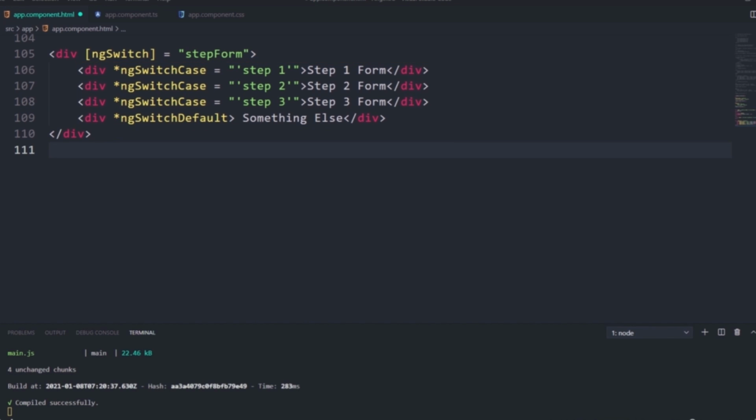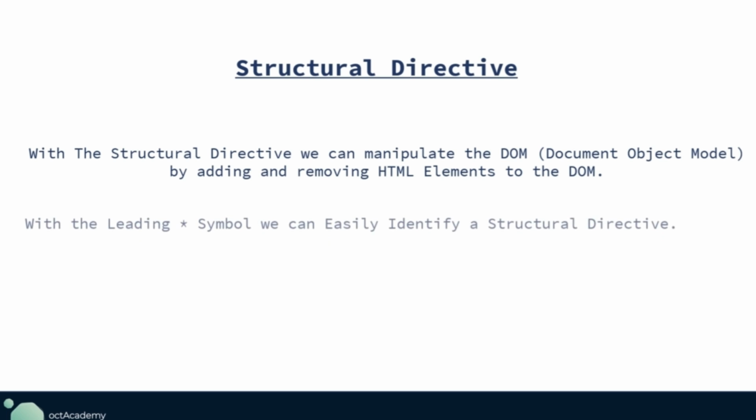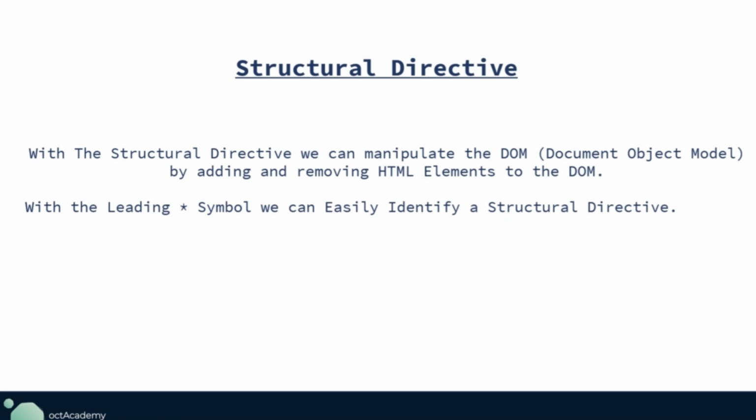So here is the lesson. With a structural directive, we can manipulate the DOM by adding and removing DOM elements dynamically. So for a structural directive, we use this leading asterisk symbol. So we can easily identify a structural directive with this leading asterisk.